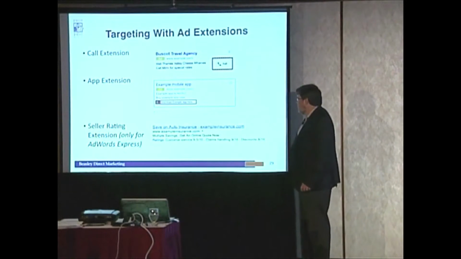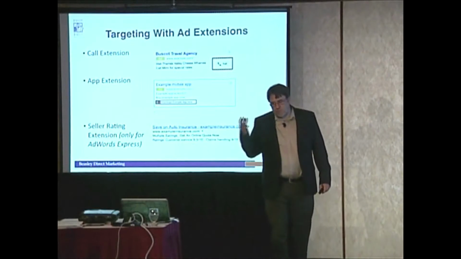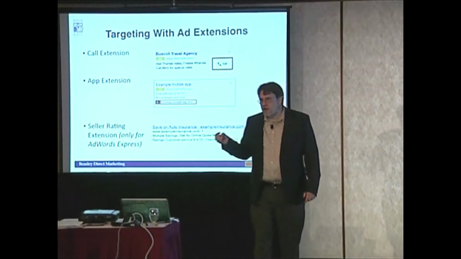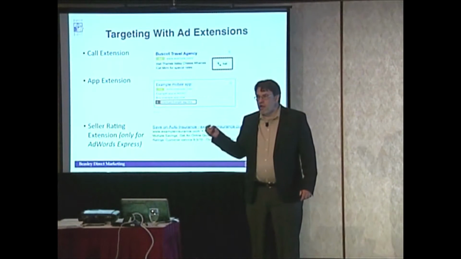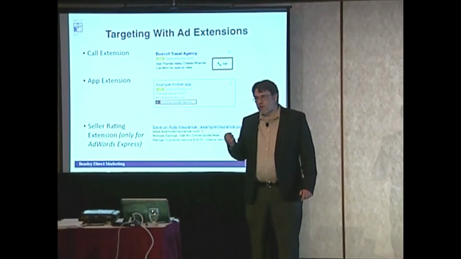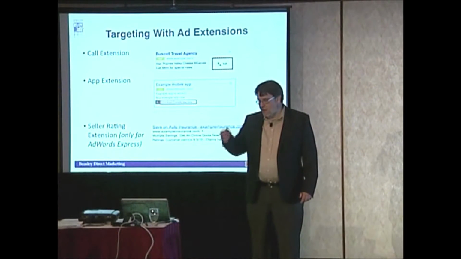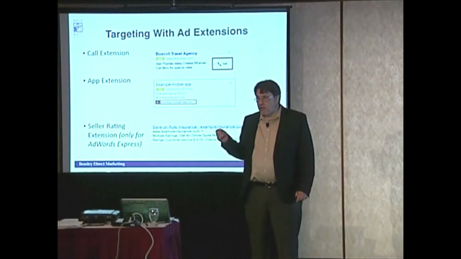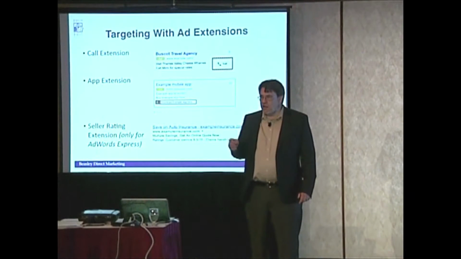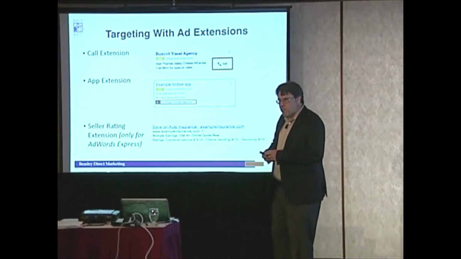The app extension, on the other hand, you can set up for phones or tablets, and it will go directly to the Apple Store or the Google Play Store and start the app purchase and download process right there. So I see an ad for MLB At Bat, and I click it, and it takes me right to the page within the Apple Store, and it gives me the option to download it, or it takes me right to the page within the Google Play Store.